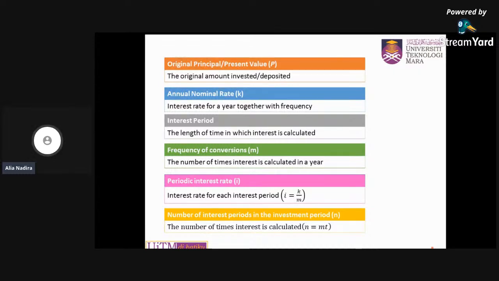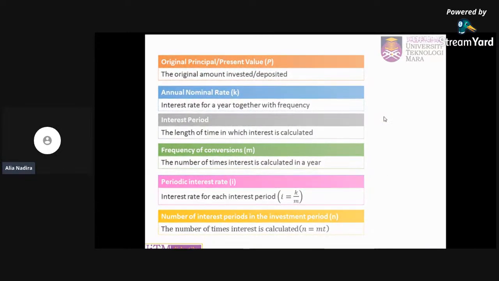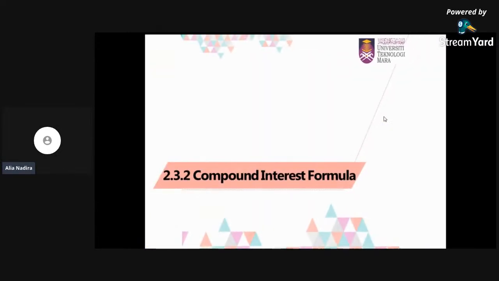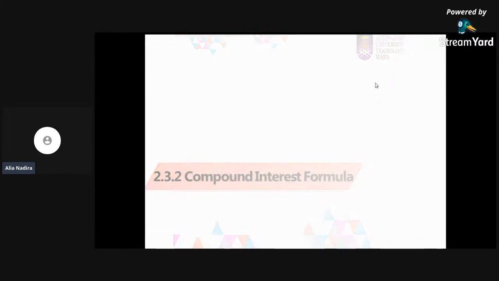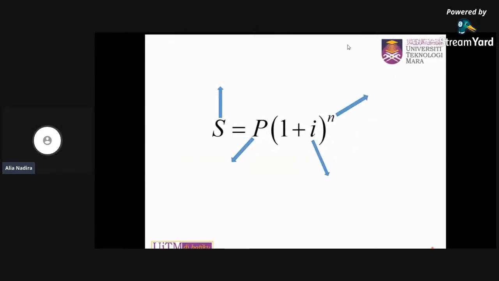Okay, then we have the number of times interest is calculated, N, where the formula is N equal to M times T. Okay, so this is the formula for compound interest.